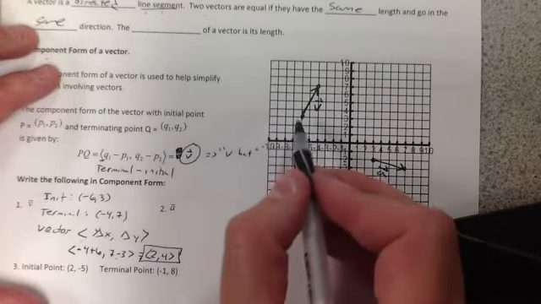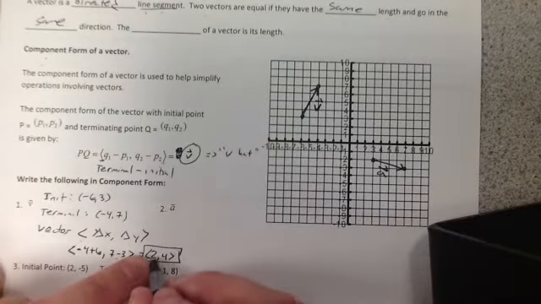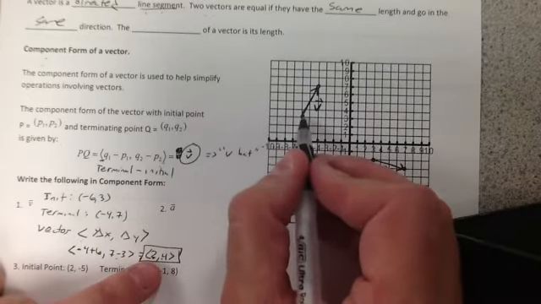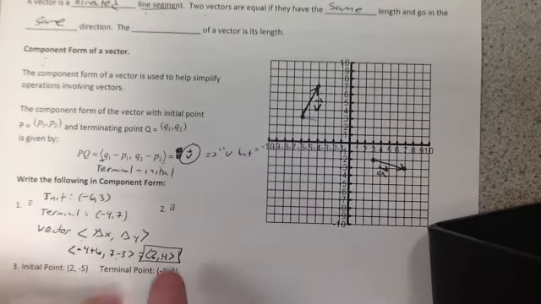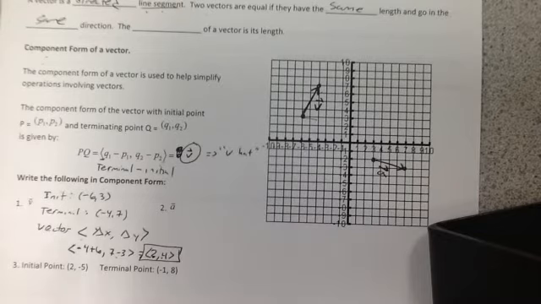We can take a look at it. Basically what it means is this is the change in x and change in y. I went right 2, up 4. Does that sound familiar? It should. It's our slope. And that's why we like this component form. This can give us the slope of a line.